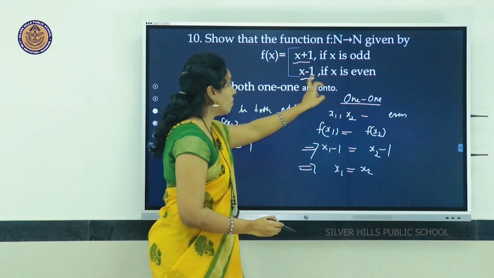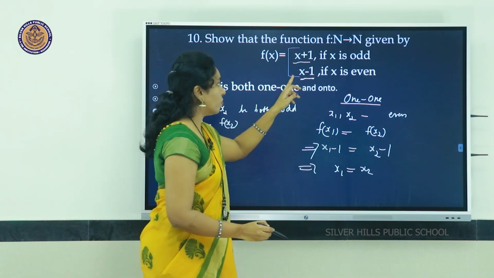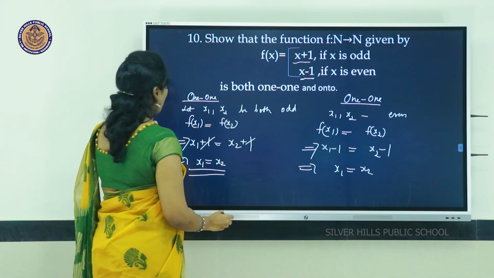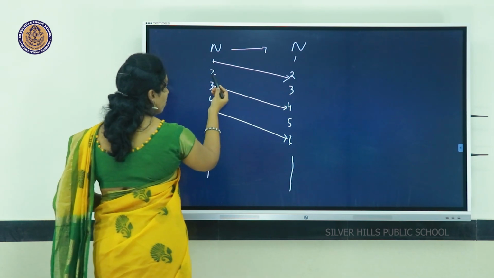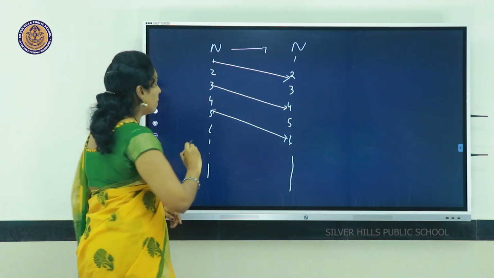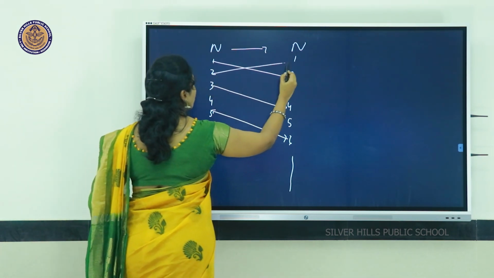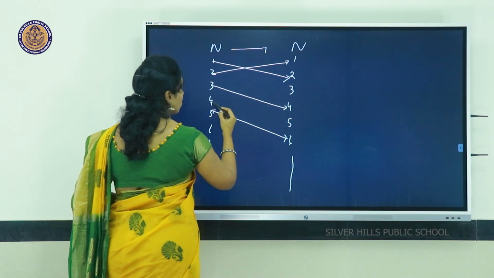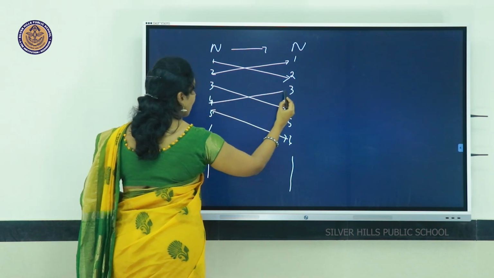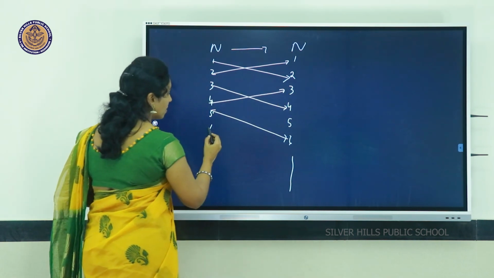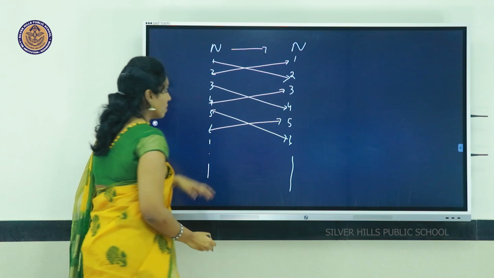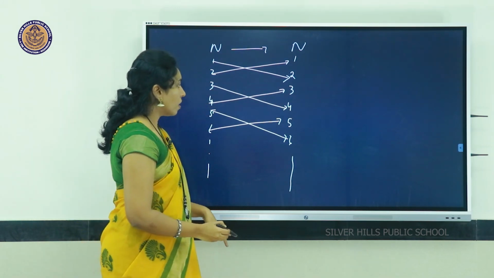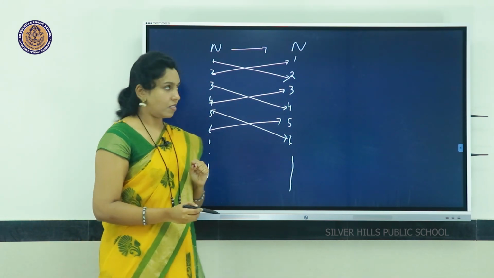When x is even, your image will be x minus 1. So here you have 2. 2 is an even number. So 2 goes to 1, 1 number less than that. Now 4 goes to 1 number less than that, that is 3. And 6 goes to 5. So this is the procedure. So now how can you generalize this?